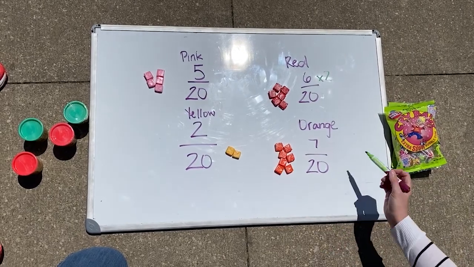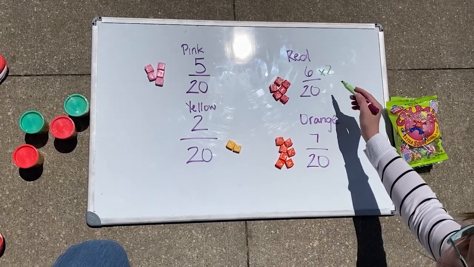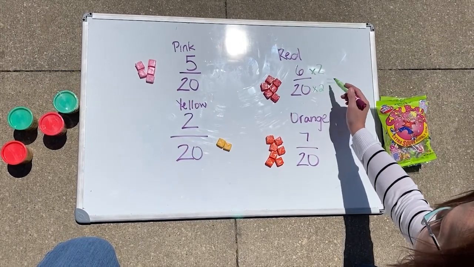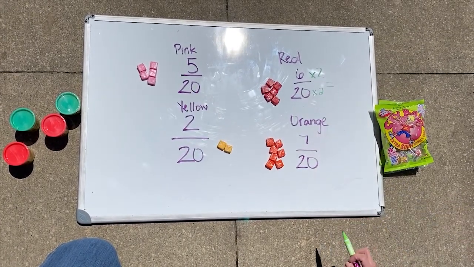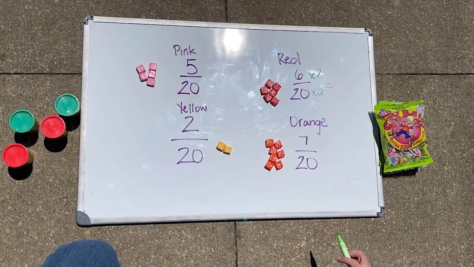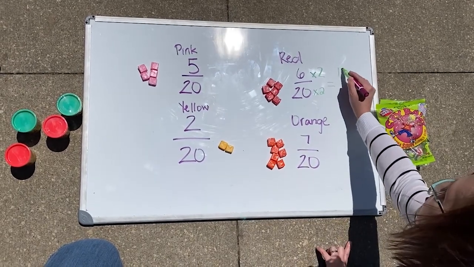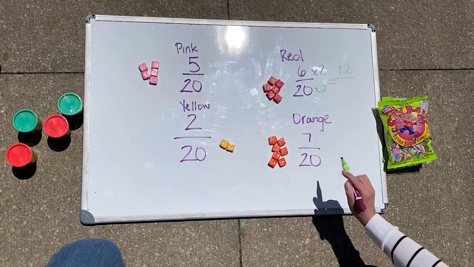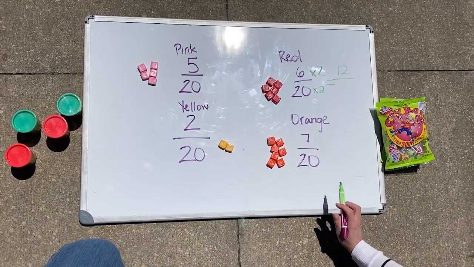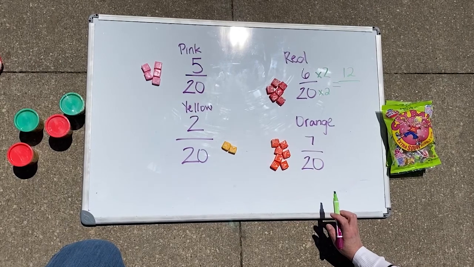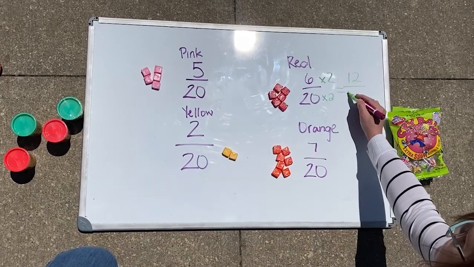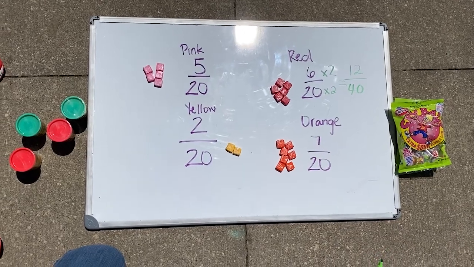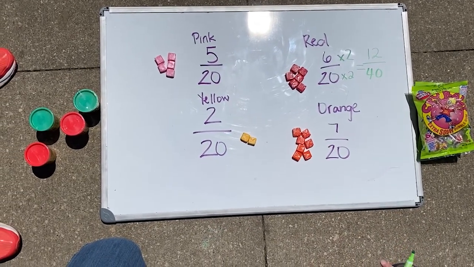My rule says whatever I do to the top, I must do to the bottom. So I'm going to multiply 6 times 2. What does that equal? That's right, 12. That's my new numerator. 20 times 2, what do you think that equals? You're correct. It's 40. So 6/20ths is equivalent to 12/40ths.